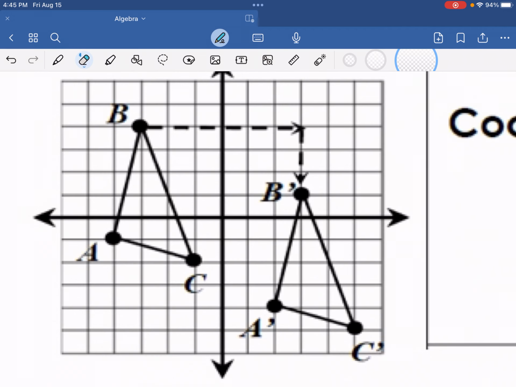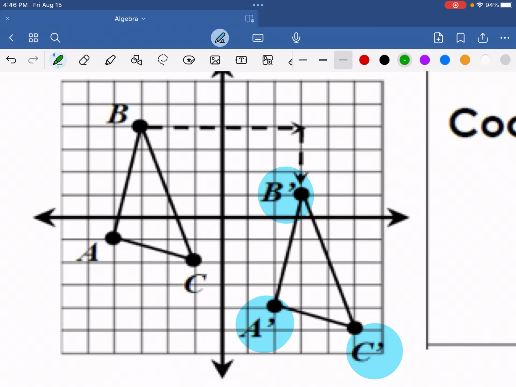It is just when you move a shape to a different spot. But everything should stay the same. So here, B's still at the top, A's on the bottom left, and C's on the bottom right. Okay? You should notice how the letters on this one are different. They have the little apostrophe. So that's called A prime, B prime, C prime.